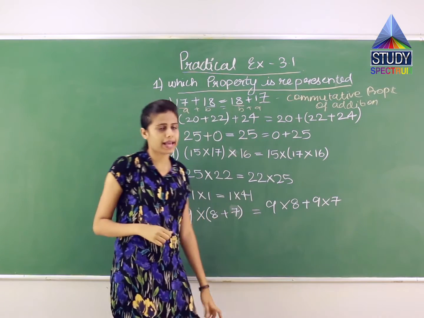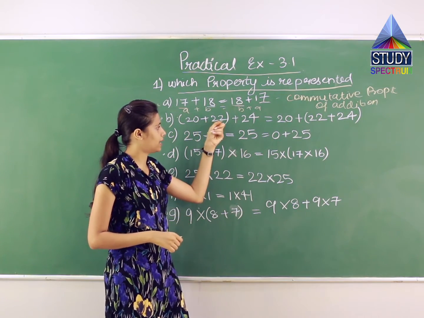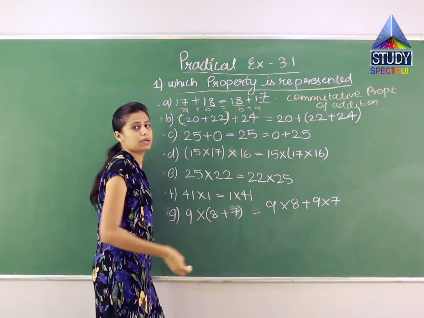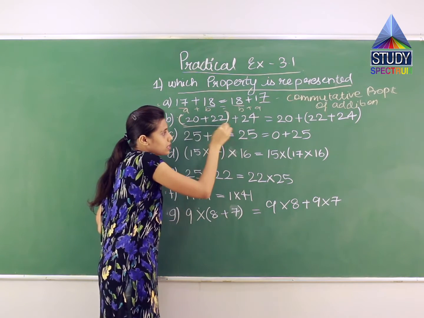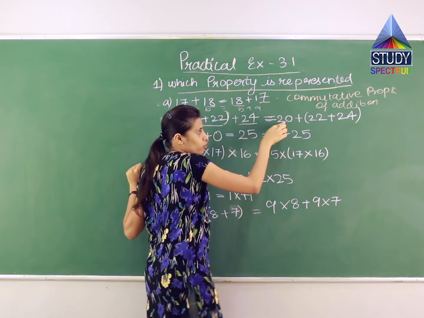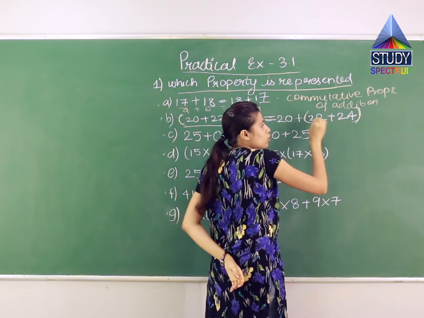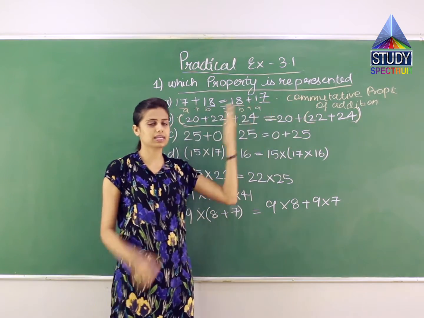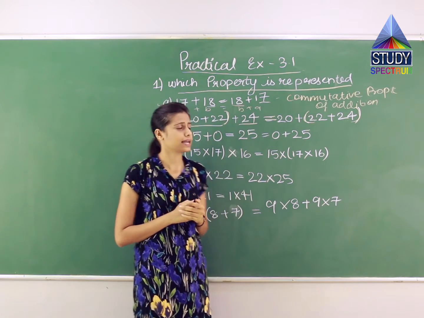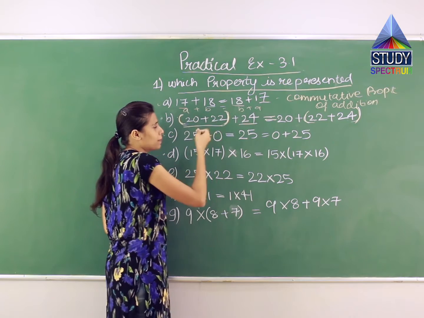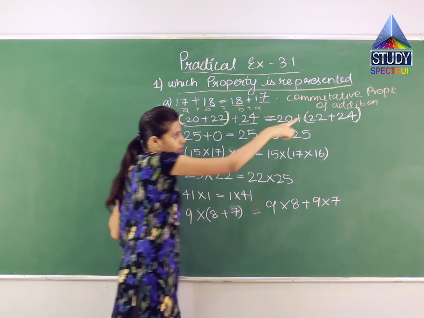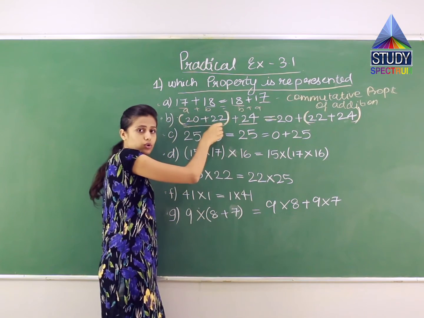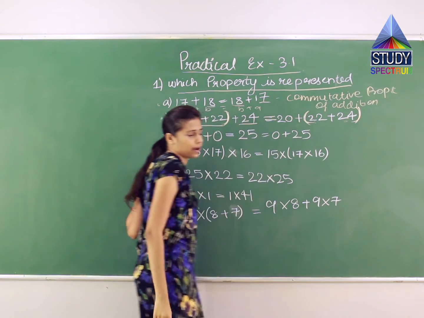Now let us move on to the next question. 20 plus 22 plus 24. Over here there is a bracket outside 20 plus 22, and they are saying that this plus this is equal to 20 plus, in bracket, 22 plus 24. What is the difference between LHS and RHS, that is, the left hand side and the right hand side? Here the bracket is between 20 and 22, and over here the bracket is outside 22 and 24.